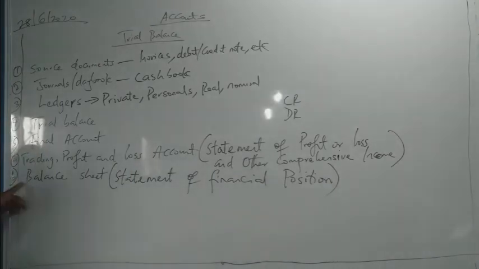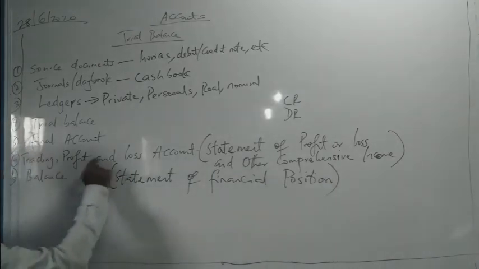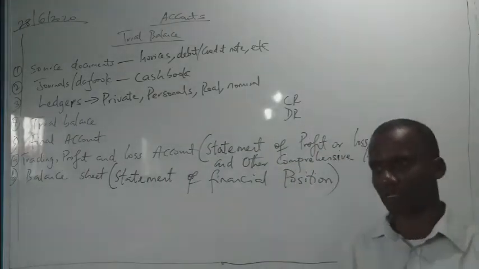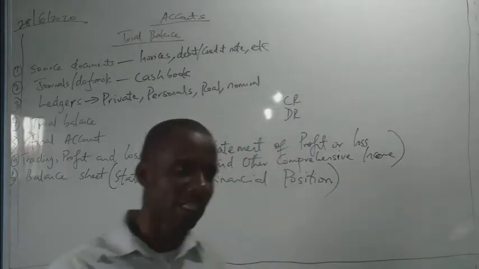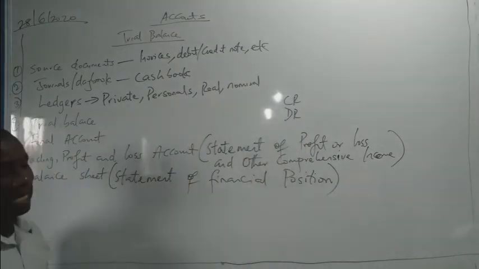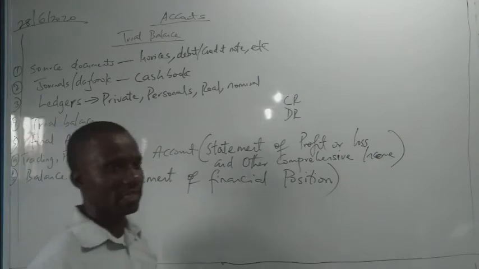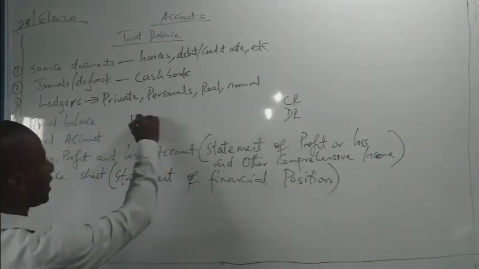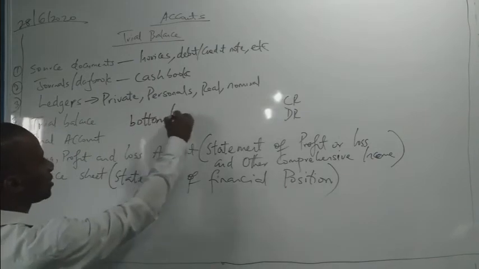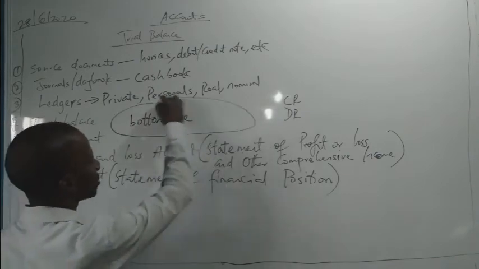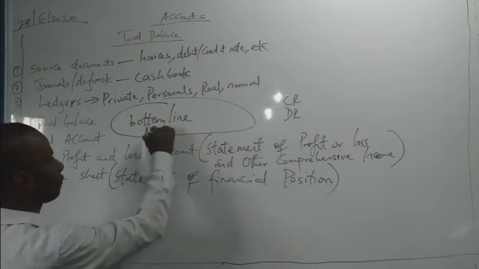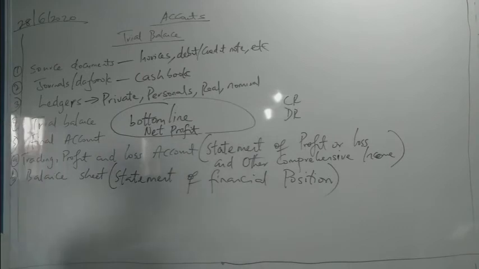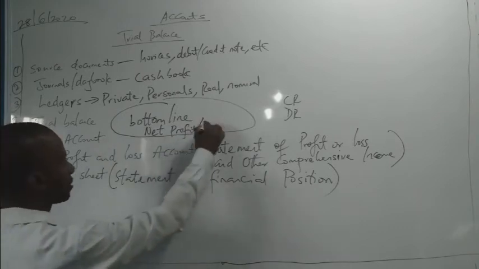Now, the second one. Why do they even make the trading profit and loss account? You may need to ask. The main reason is to know whether a business is performing. Performing in what sense? In accounting language, they'll only say bottom line. What do they mean by bottom line? That is what is called profit, which in this case is usually the net profit. Because you know there's a difference between net profit and gross profit.